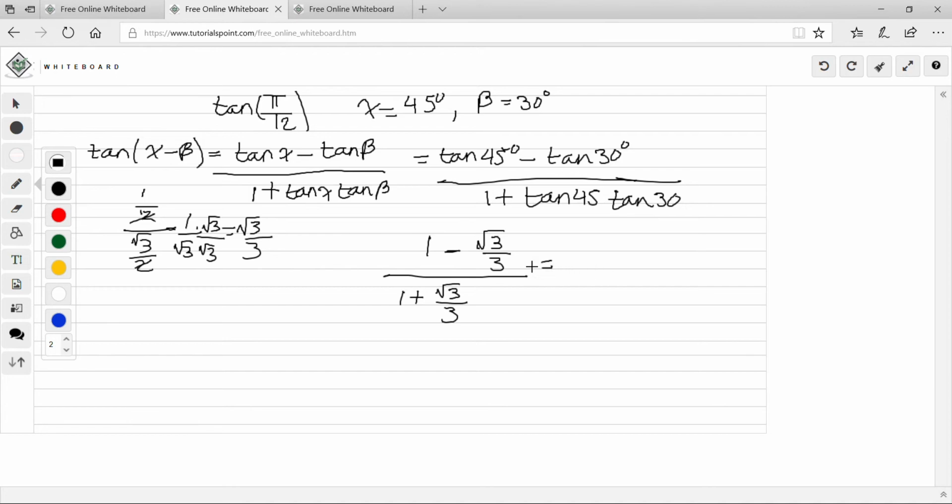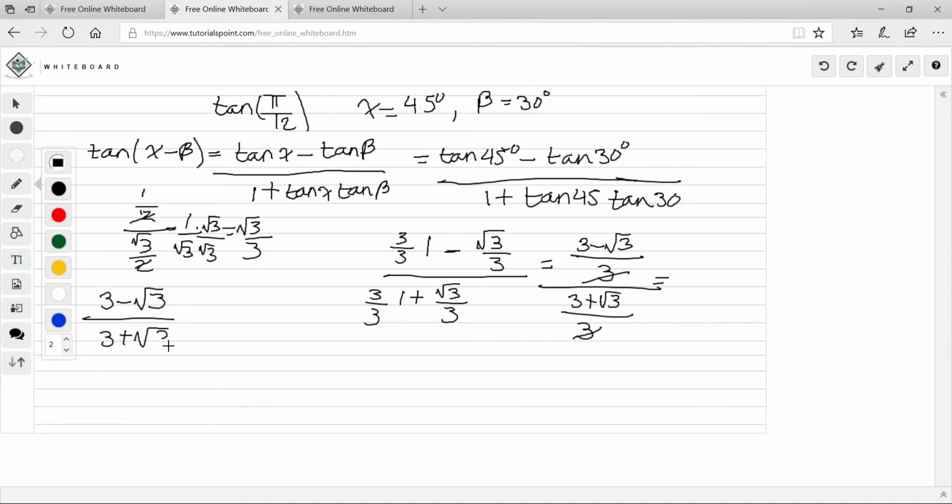When you simplify it, for the 1 we can say 3 over 3 is the same thing as 1, so it's 3 minus root 3 over 3, divided by 3 plus root 3 over 3. The 3 cancels, so you're left with 3 minus root 3 over 3 plus root 3. I will take the conjugate of 3 plus root 3, which is 3 minus root 3.